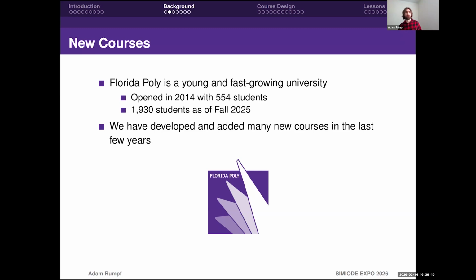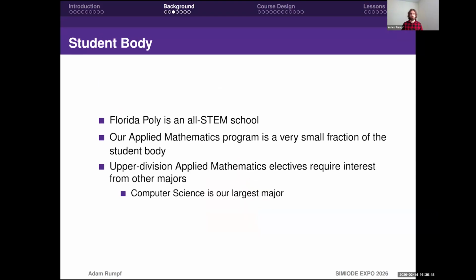So as a result, we've been developing a lot of new courses to add to the catalog and to start offering in recent years. Florida Poly is also an all STEM school. All of the majors at this university are STEM majors. And of those majors, the applied math department is extremely small. It's an extremely small fraction of the student body that is actually officially an applied math major.